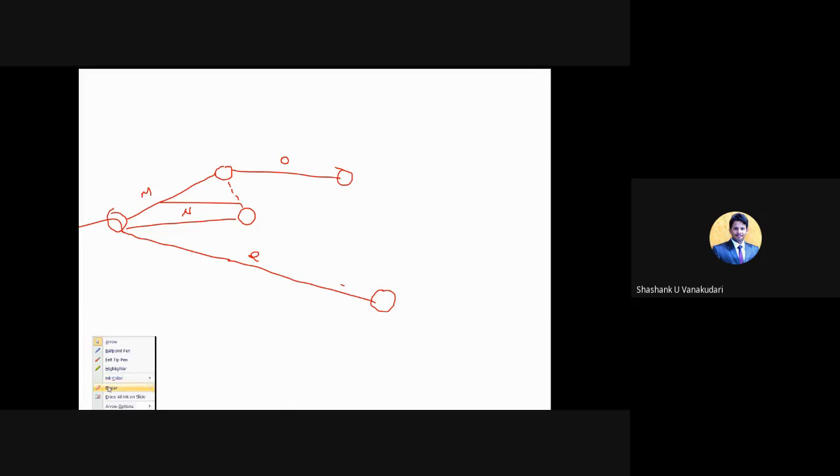Okay, so this is the first activity, that is activity M, and this is activity N, and this is activity Q. Then activity O will come in this way, and here I can provide the dummy activity. So I will rearrange this.